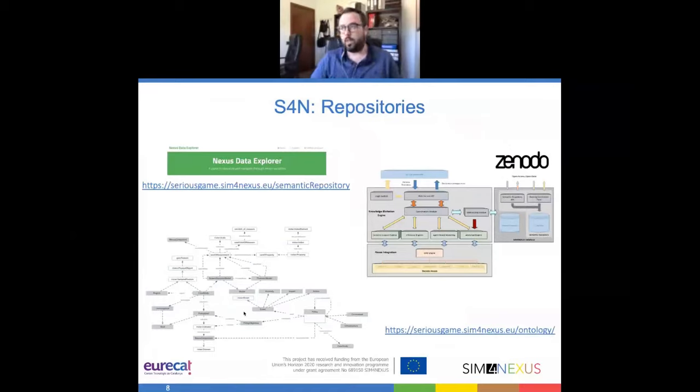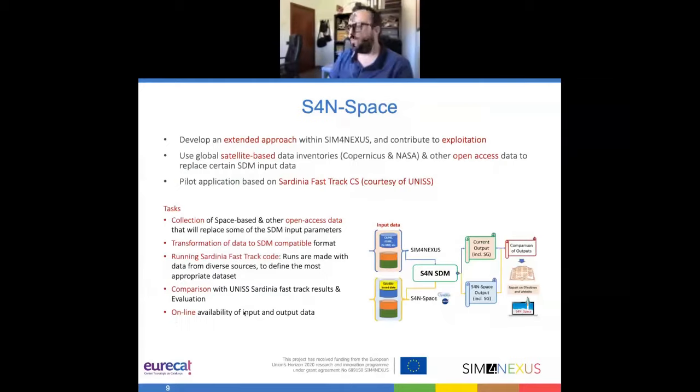I have talked about the repositories; just to add this in case you want to check them, we have put several data sets into the Zenodo platform. We also have the data navigation tool and the semantic repository available at this URL, so you can check it and use it if you want. And of course, we have published our ontology under this URL, which is available for you if you need to use it.